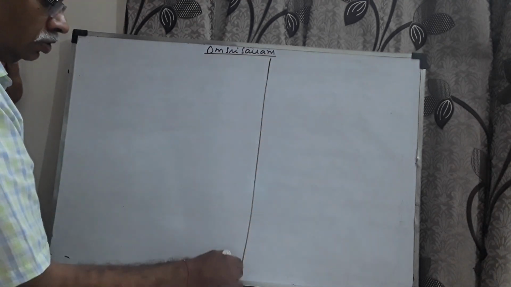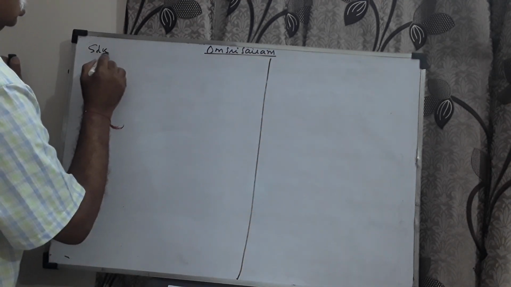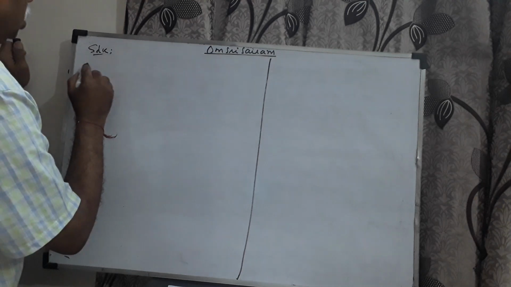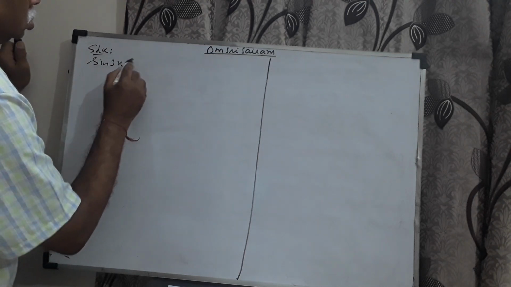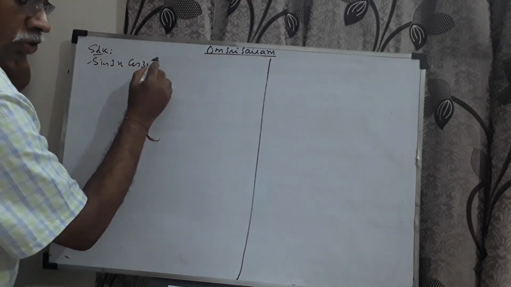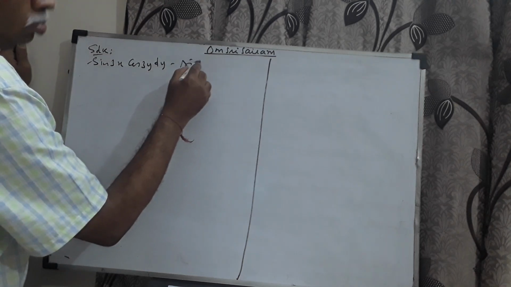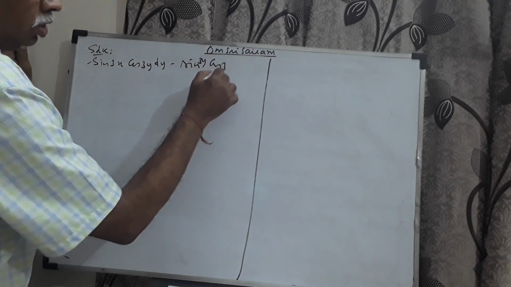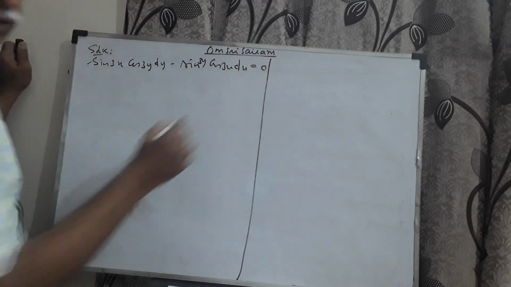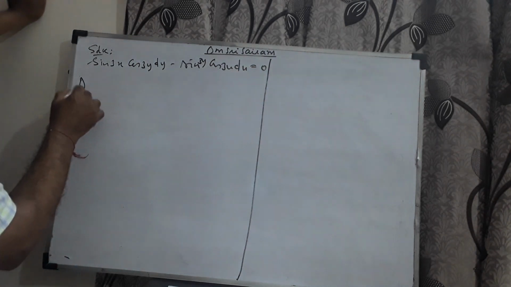In this video presentation, as usual, we'll discuss some more problems meant for class 12 of CBSE. The first problem goes like this. Solve sin 3x cos 3y dy minus sin 3y cos 3x dx is equal to 0. This is the question given to you.